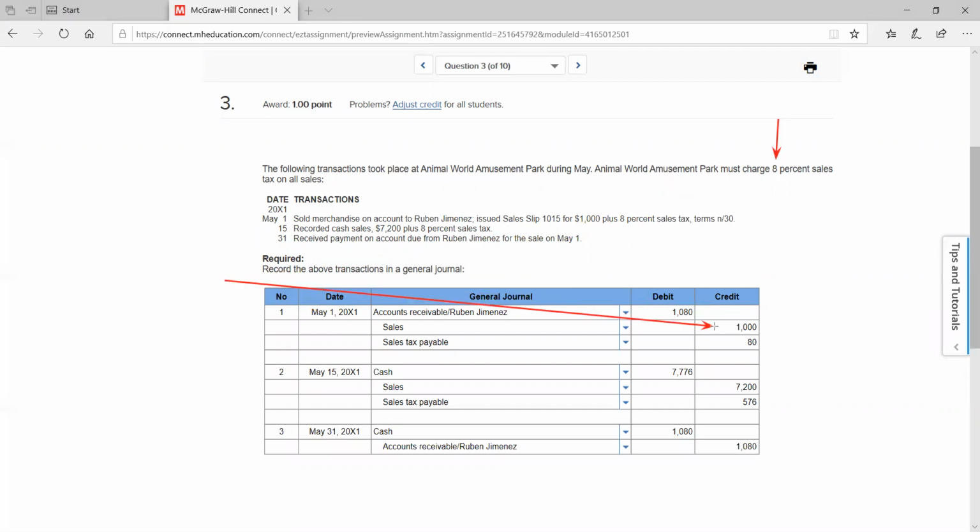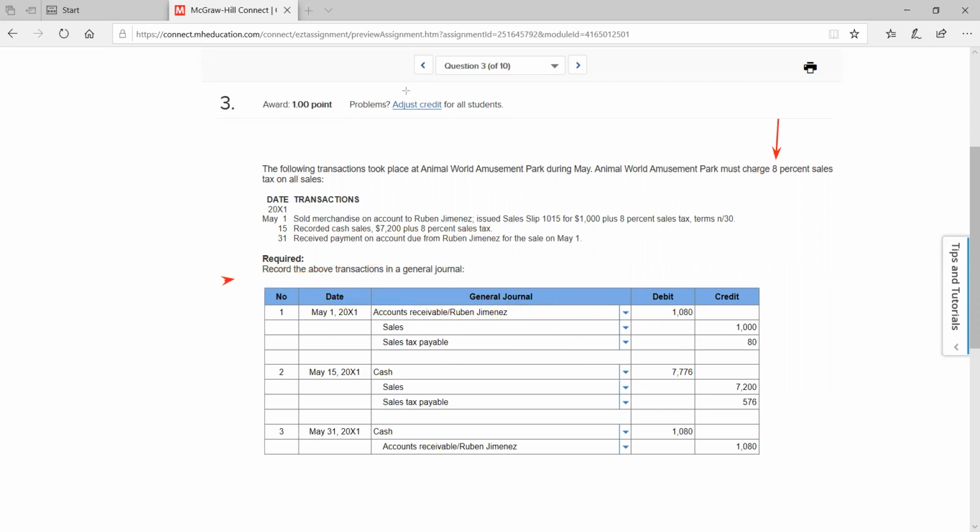So notice your sales is 1,000. The sales tax payable, we don't get to keep that. We have to pay that back to the state. So we put that into a liability account called sales tax payable. So notice you got your 2 credits and the total debits are 1,080. On the 15th, we have a cash sale, 7,200 plus your 8% sales tax. So again, you got your sales of 7,200, your sales tax, which is again 8%.